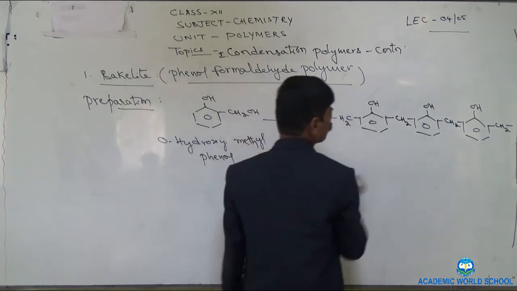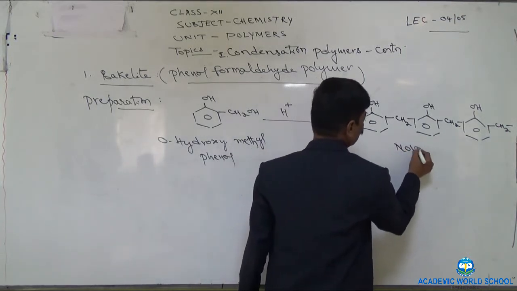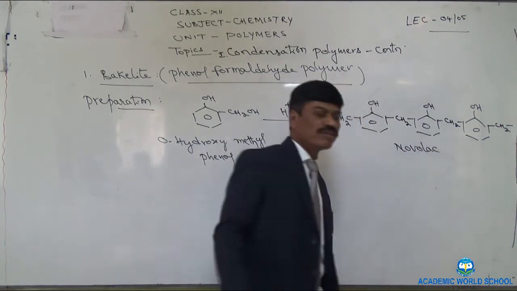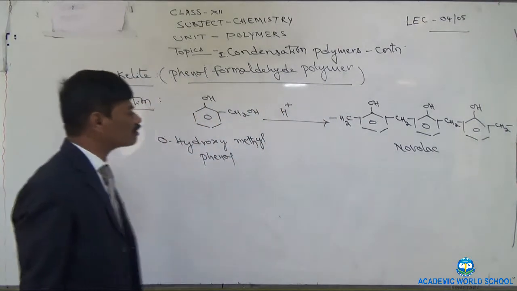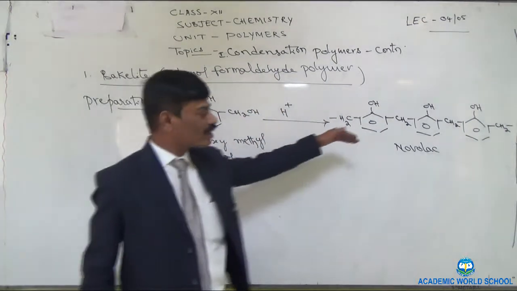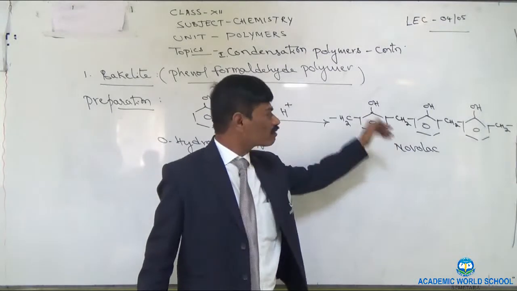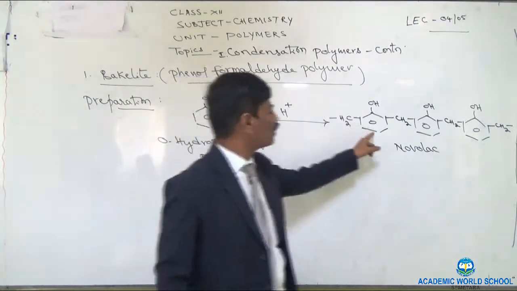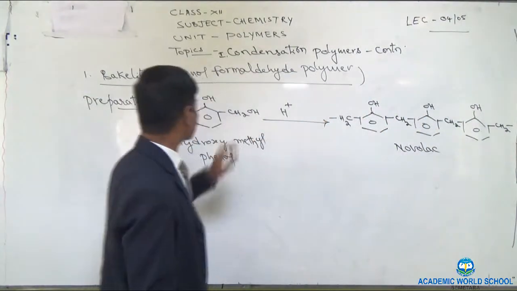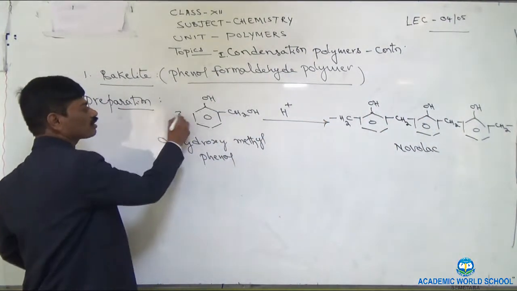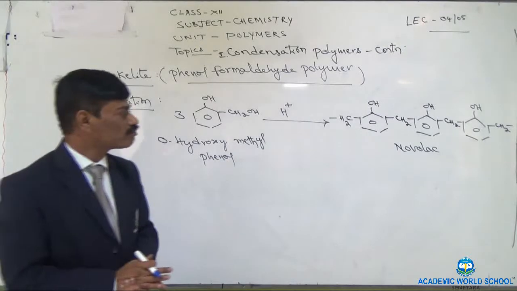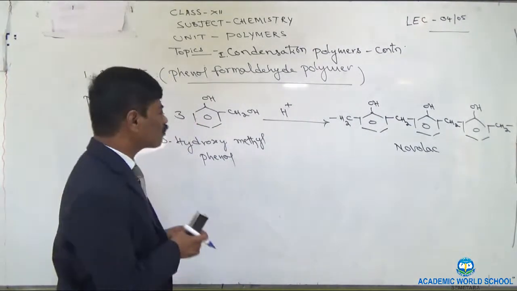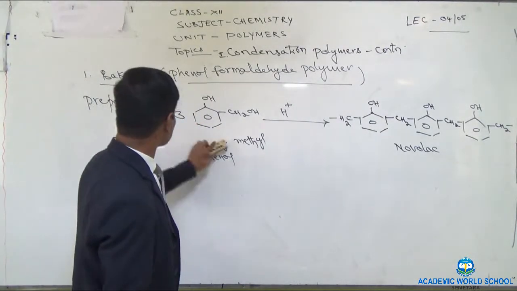This is called Novolac. This is a very important substance. Once Novolac is obtained, from that we can get Bakelite. Now let us see how Bakelite is formed from Novolac. Here we have 3 benzene rings. Here only 1. So you multiply the whole thing with 3.